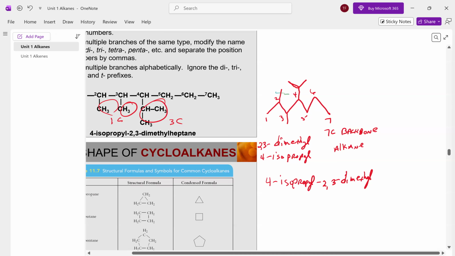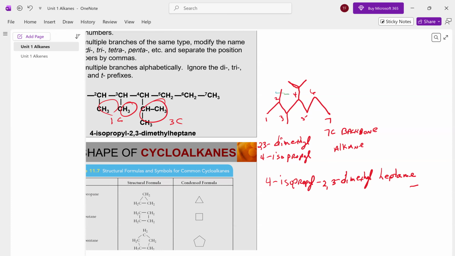Branch length is hepta, which is 7. And the functional group is an alkane, so it's ANE. Three parts. That's everything.